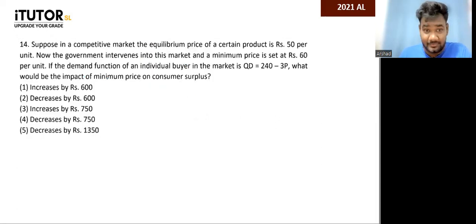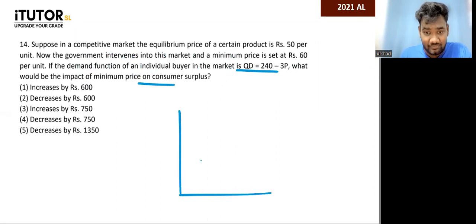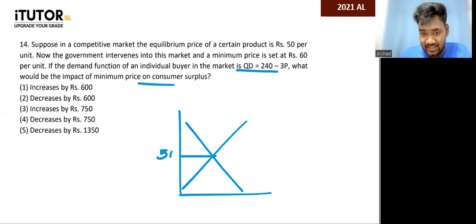Last question, 2021. Suppose in a competitive equilibrium market, a certain product is 50 rupees per unit. Now the government intervenes in the market and has a minimum price of 60. If the demand function of an individual buyer in the market is QD equals this, what would be the impact of minimum price on the consumer surplus? We'll just draw and see. So there was a market. Earlier equilibrium price was 50. Okay. Now the government came and set a price at 60. So they're asking what is the impact on consumer surplus?